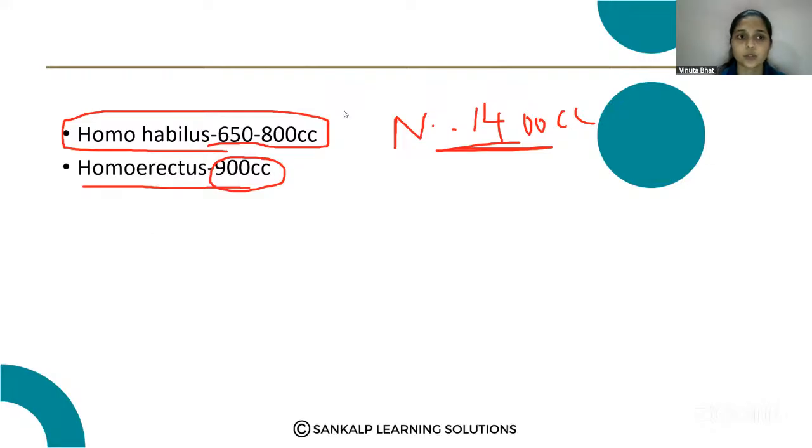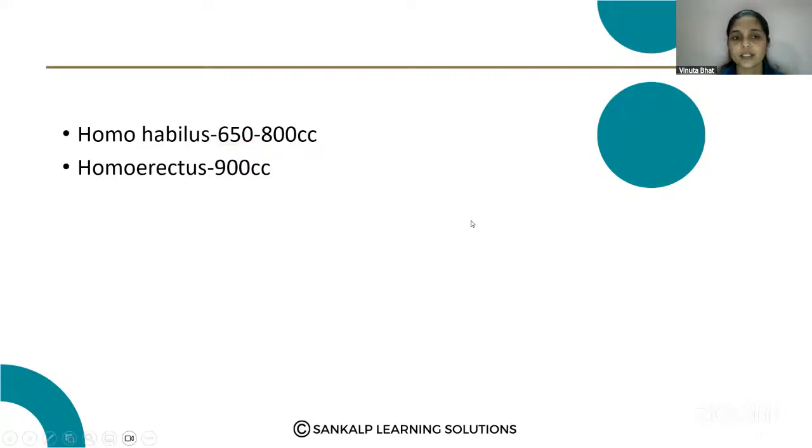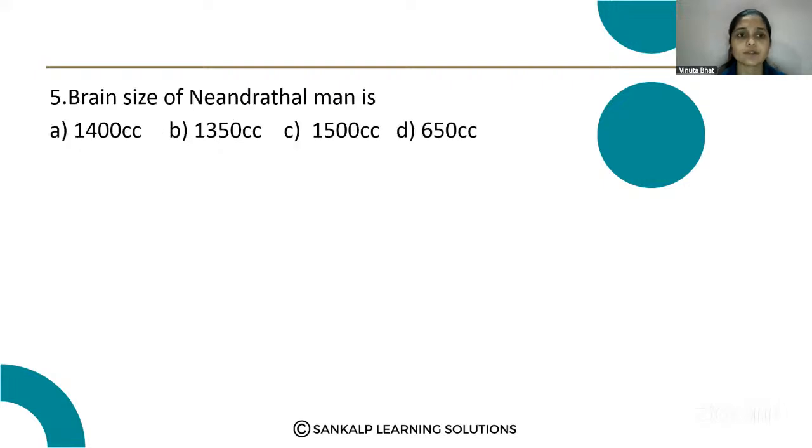Please note down this one also. Homo habilis 650 to 800 and Homo erectus, the brain capacity is 900 cc. Okay, so for this fifth question, the correct answer is option A, 1400 cc.